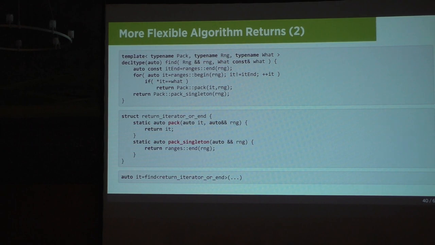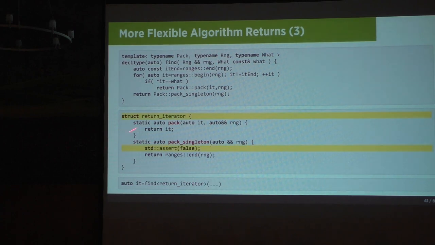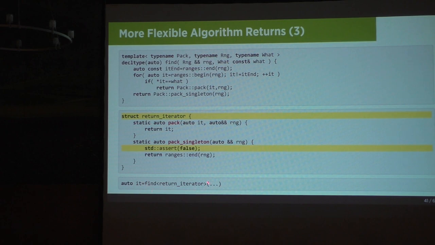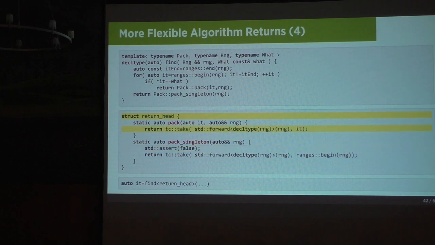Maybe you want to say, I don't expect an end. Because, I mean, what's an end? It's like nothing. So here it is. So return iterator. Here you can say, okay, return iterator or end. And you write find return iterator or end. But if you write find return iterator, there's an assert in here that says, if my find didn't find anything, then it'll call pack singleton. It'll say, do whatever you would do if I don't find anything. And it would assert, because you don't expect that to happen.